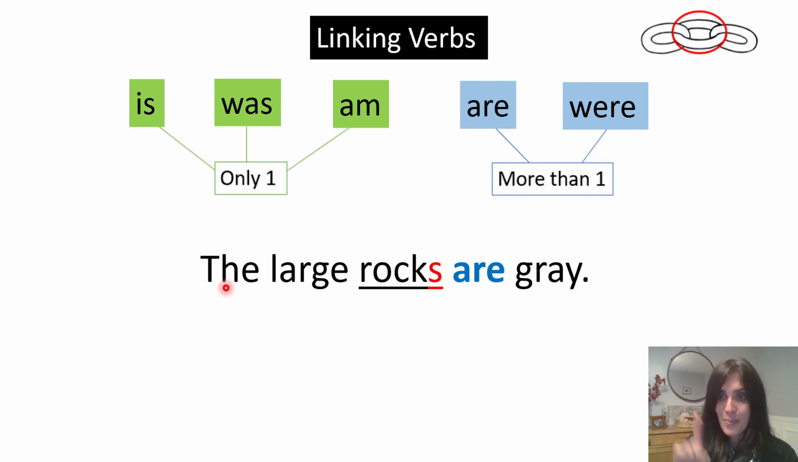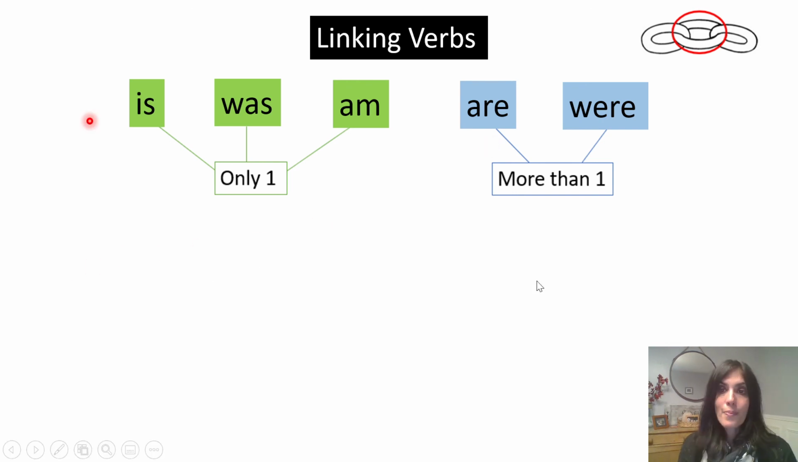Read it with me. 1, 2, 3. The large rocks are gray. There's more than one, so I use the linking verb are. Nice job. Okay, let's keep practicing. Remember, only one uses the linking verbs is, was, or am. More than one, we're going to either use are or were.